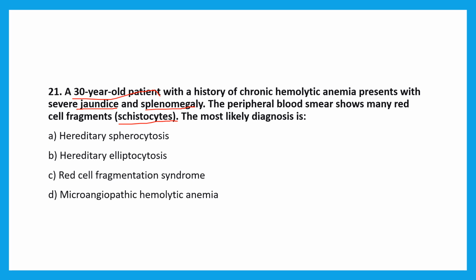Is it hereditary erythrocytosis? Is it red cell fragmentation syndrome, microangiopathic hemolytic anemia? Okay, look at this. When you look at this, first of all, the presence of numerous schistocytes, this is a case of chronic hemolytic anemia. So the presence of these numerous schistocytes defines what? Red cell fragmentation syndrome, right?